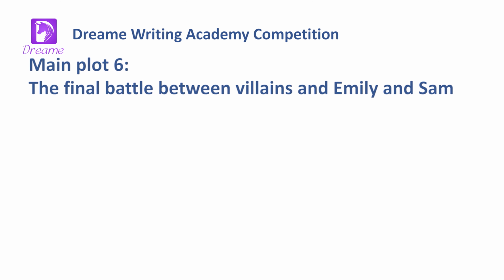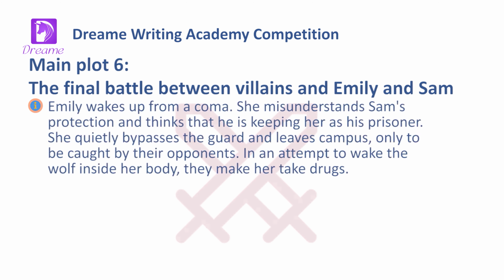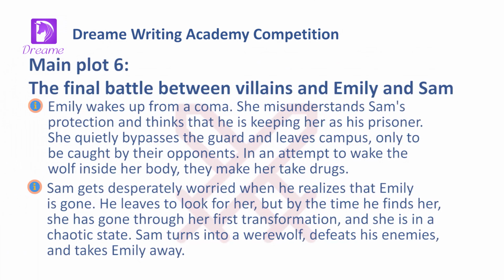Then we move on to our main plot number 6, the final battle between villains and Emily and Sam. Emily wakes up from a coma. She misunderstands Sam's protection and thinks that he is keeping her as his prisoner. She quietly bypasses the guard and leaves campus, only to be caught by their opponents. In an attempt to wake the wolf inside her body, they make her take drugs. Sam gets desperately worried when he realizes that Emily is gone. He leaves to look for her, but by the time he finds her, she has gone through her first transformation, and she is in a chaotic state. Sam turns into a werewolf, defeats his enemies, and takes Emily away.